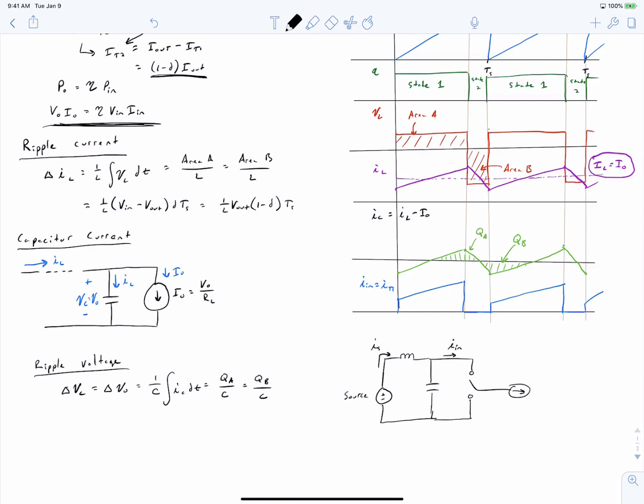This completes our analysis of the buck converter. In the next series of videos, we will be doing a similar analysis for the boost and buck boost converter.